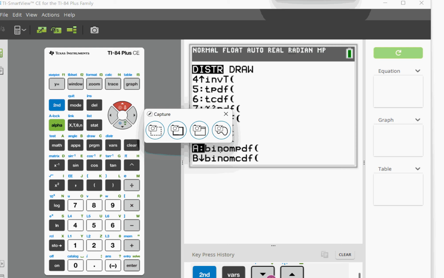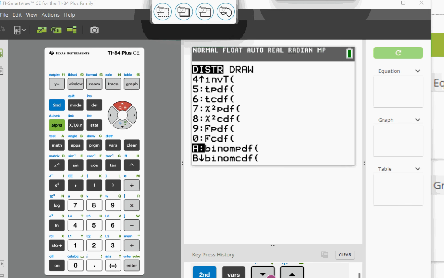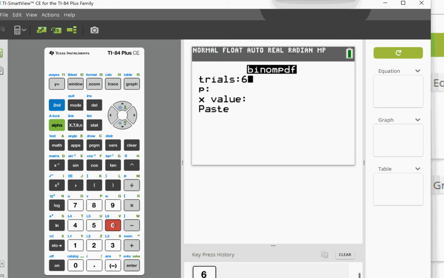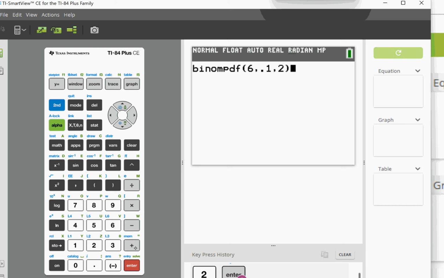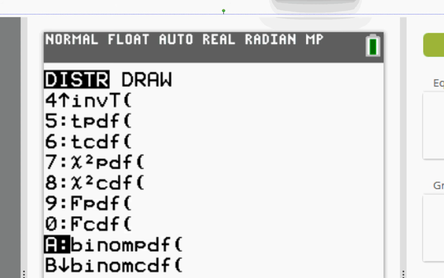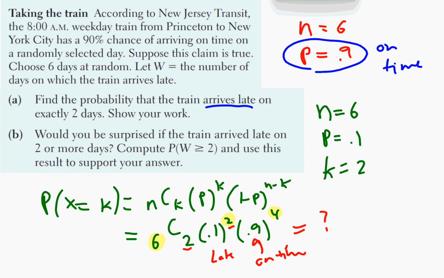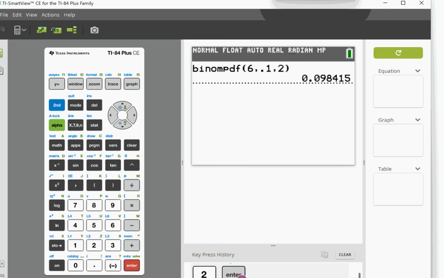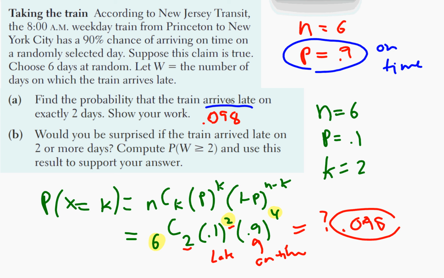So here we go. I'm going to select that. It's going to ask for trials, that's n, which is 6 in our case. p is the probability the train is late, 0.1. And the x value was 2. If I hit paste and enter, I get that probability, which is exactly what I would have gotten had I taken the time to type all that in. So that number is 0.098. That's the answer to part A, 0.098.